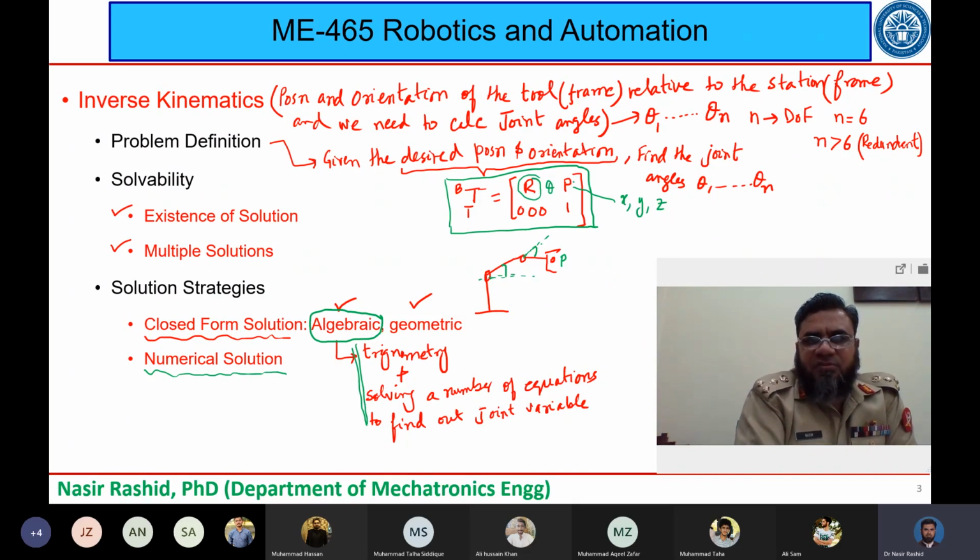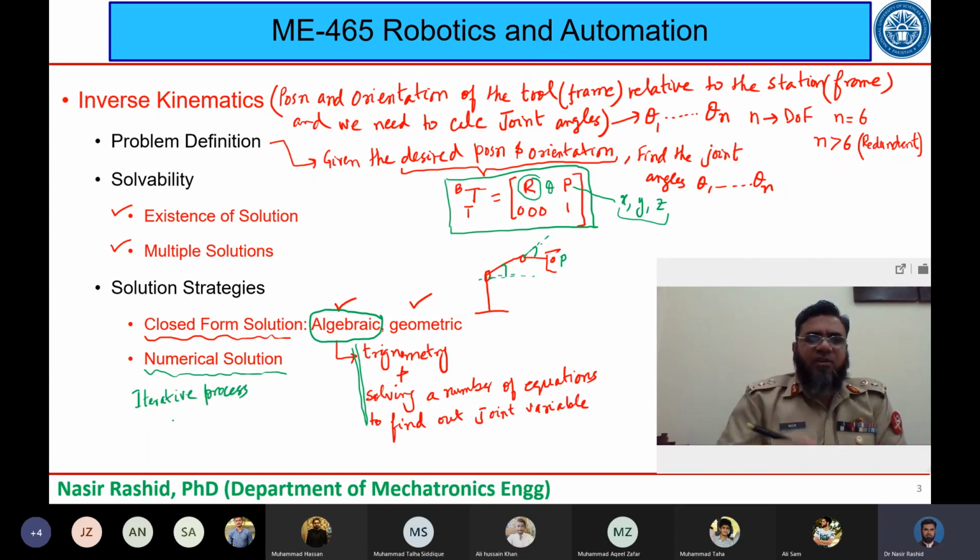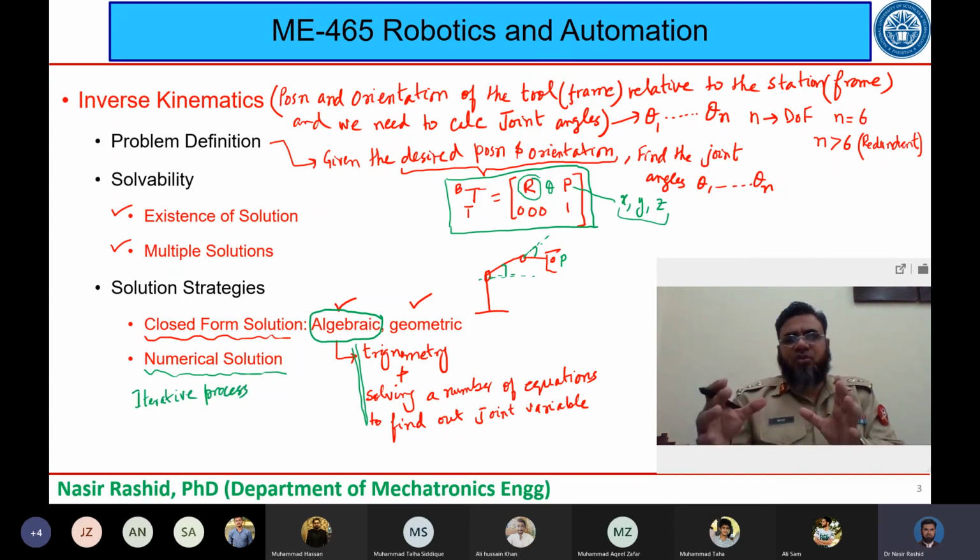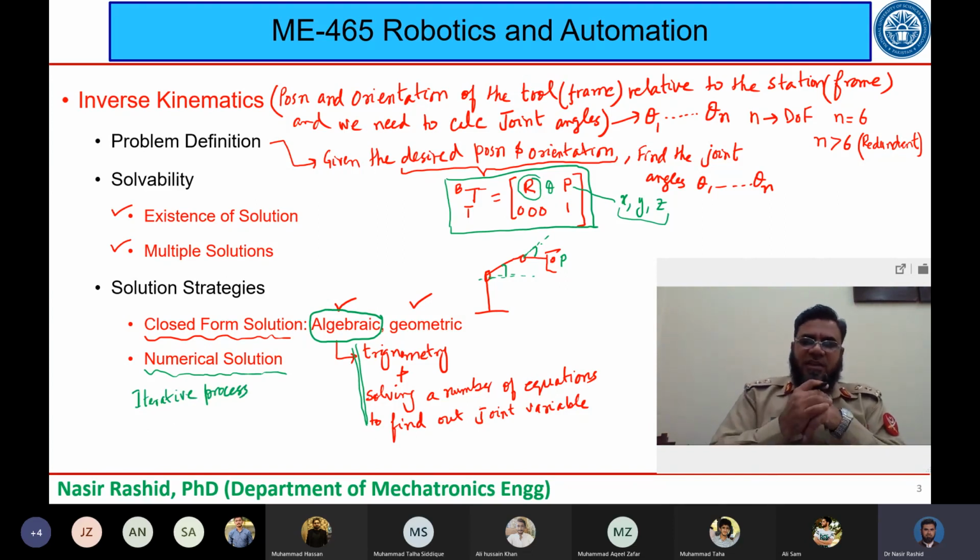So हम क्या करते हैं numerical solution में, we plug in different values of theta, and using this we try to reach this place. So this is an iterative process. So we keep plugging different values of theta and try to solve those equations and reach x, y and z. So जो भी theta हमारा ऐसा value आ जाती है जो कि हमें x, y, z की position देनी शुरू कर देता है, so हम कहते हैं कि this is the numerical solution.